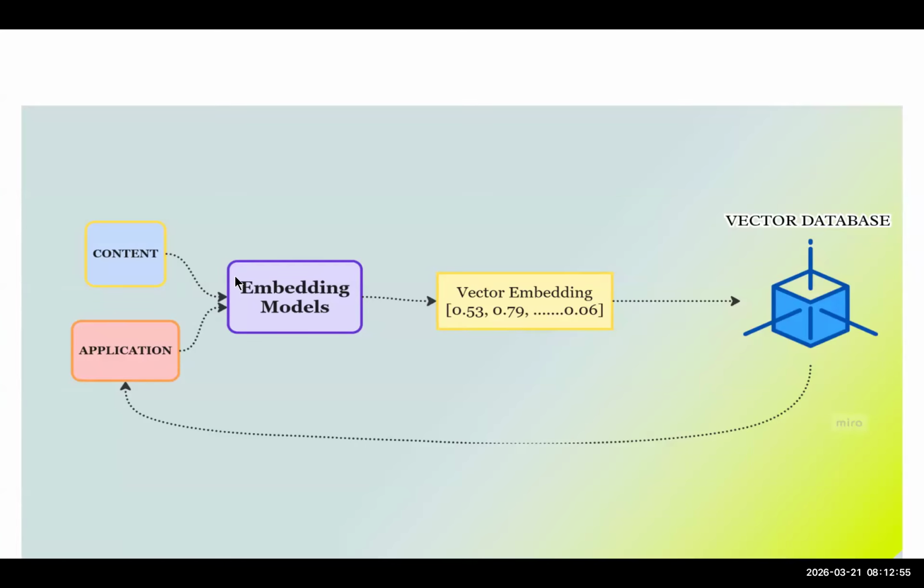You have content, an embedding model, and the application that sends the data. You break it down into vector embeddings, put it in a database, and the application does a search and then sends it to the application. So this is the first part, the content that goes through. This is the second part, the application or user question that goes through and gets the results back to the application.